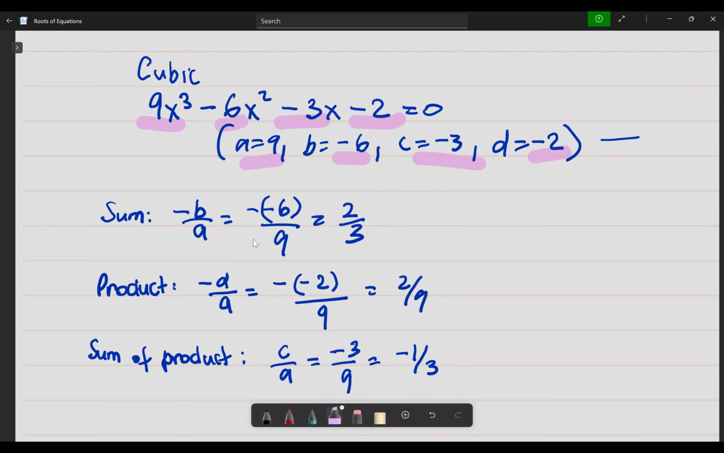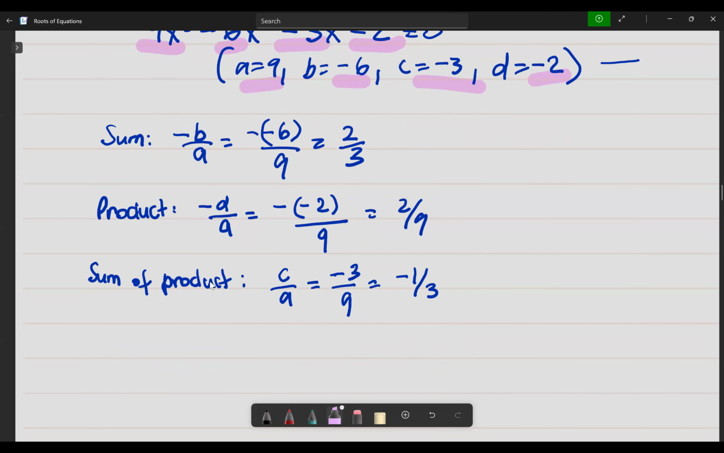So for the sum, it's negative b over a, so that's the negative of negative 6 over 9, that's 2 over 3. The product, remember, the product is negative d over a, which is the negative of negative 2 over 9, which is just 2 over 9. Then the sum of pairwise products is going to be c over a, which is negative 3 over 9, that's negative 1 over 3. The question will always have this part, which you're just going to do every time.